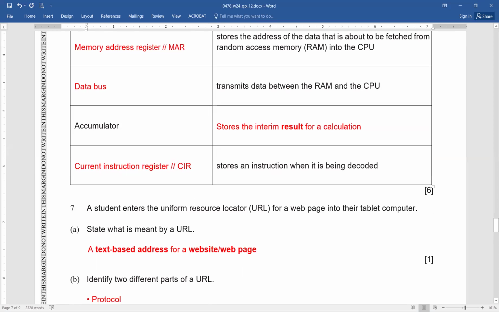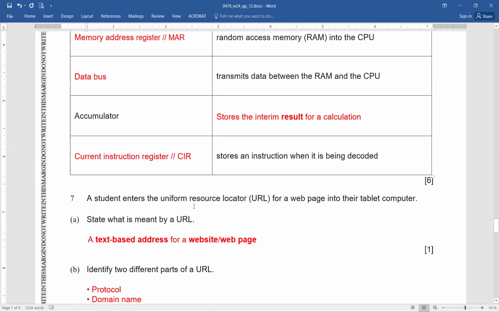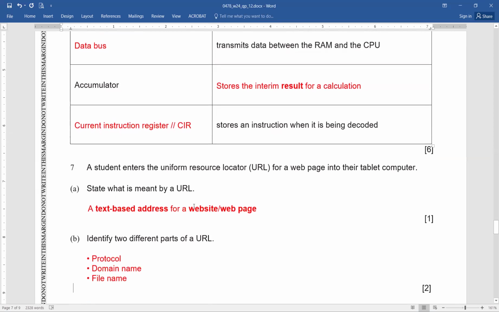Identify the 2 different parts of a URL. So you remember the parts of a URL are first protocol, then domain name, and then file name. So a student can identify and write any of these 2, and he will be able to score 2 out of 2. Just for your purpose, I have actually written all, but you know that you have to mention any 2. Don't write 3. So if a student says protocol and domain name, that's perfectly okay. And if the student says protocol and file name, he's perfectly okay. Another one says domain name and file name, he's also perfectly okay. Okay?